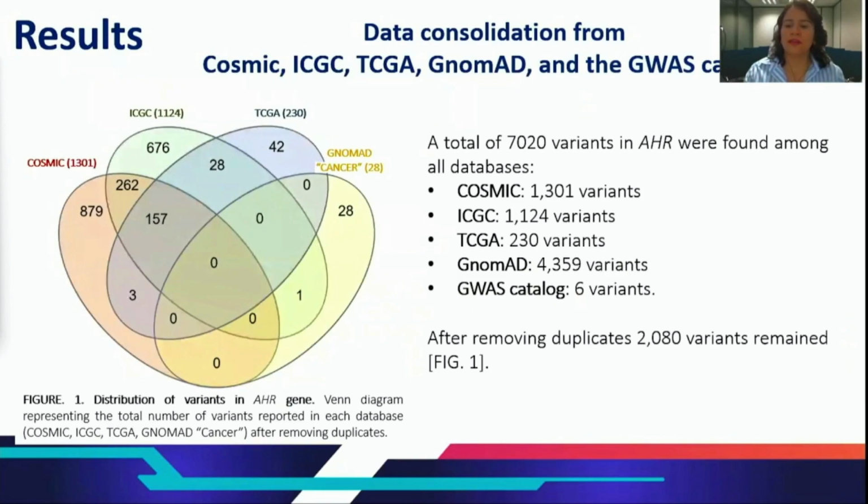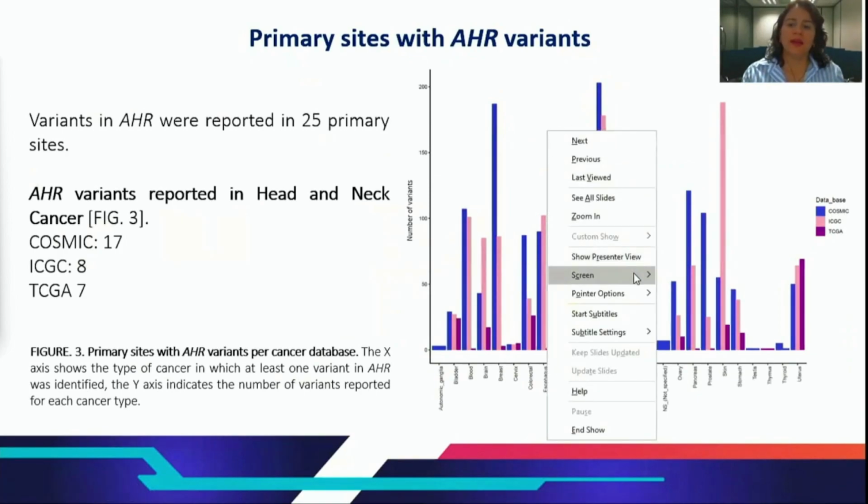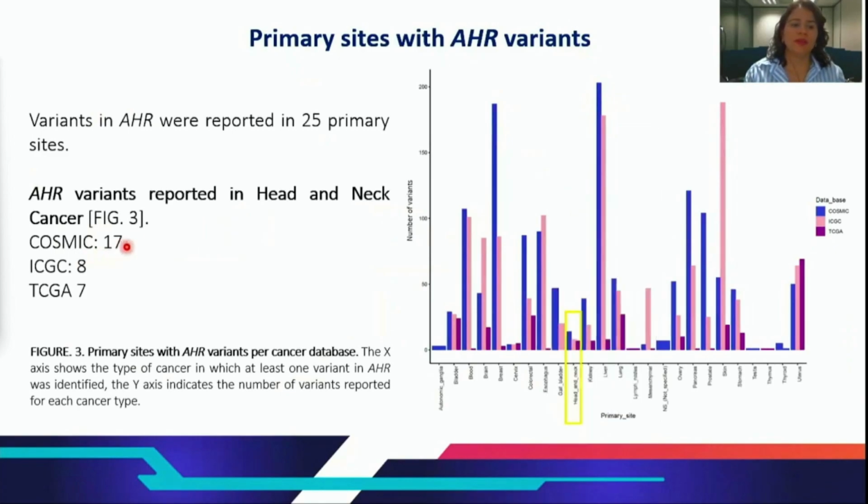After removing duplicates, 280 variants remained for the following analysis. Variants in AHR were reported in 25 primary sites, mainly in breast, skin, and liver. AHR variants were reported in head and neck cancer, but only 17 variants were reported in COSMIC, 8 variants in ICGC, and 7 variants in TCGA.